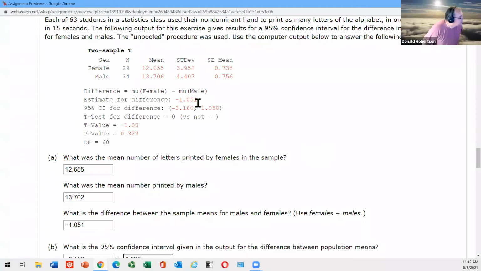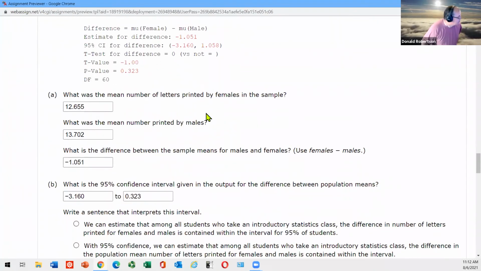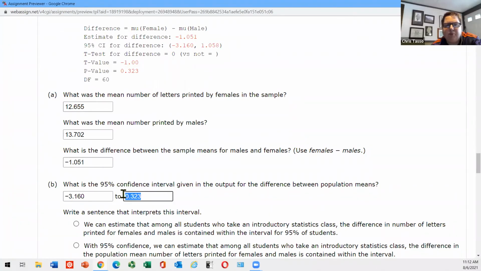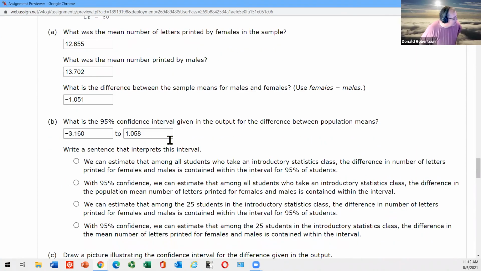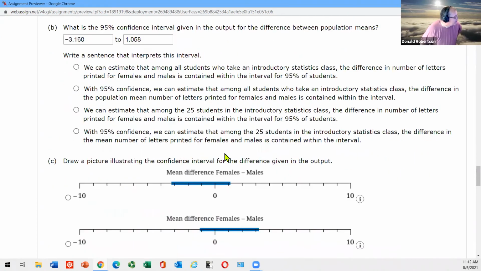Did I? What one did I just copy? Oh, I copied the wrong one, didn't I? Whatever one I copied, it was the wrong one. You're right. You copied the p-value. Oh, okay, that's what I did. Write a little sentence, pick one of them that tells you what you're doing.